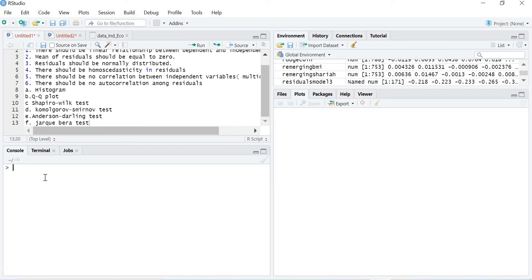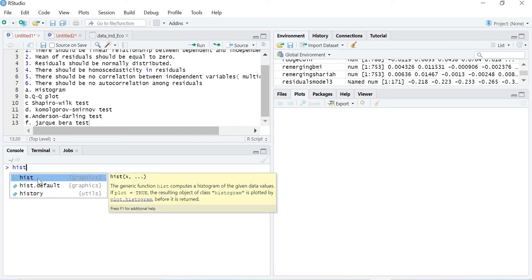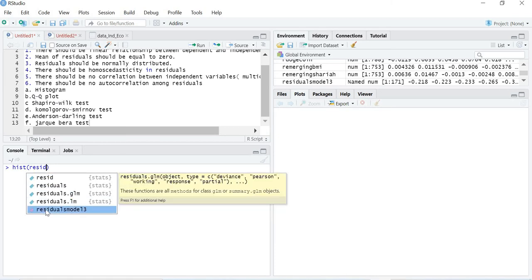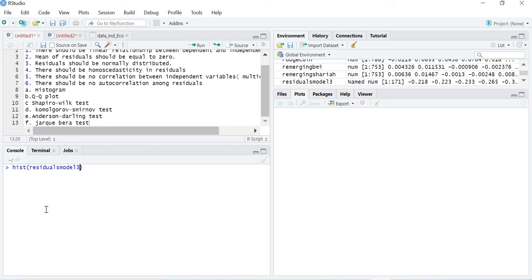So the first method is the histogram. First of all, I am going to give the command hist and we are going to see whether the residuals are normally distributed or not. That means I am going to make a plot of residuals. So hist of residuals, I have stored the residuals in the vector residuals model 3.